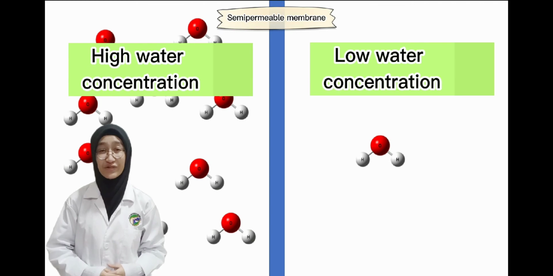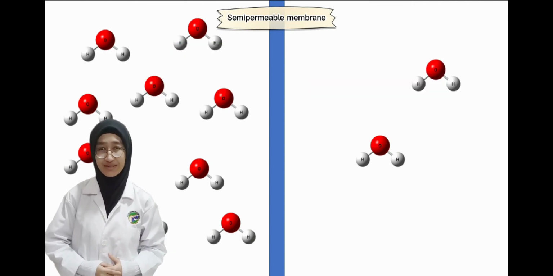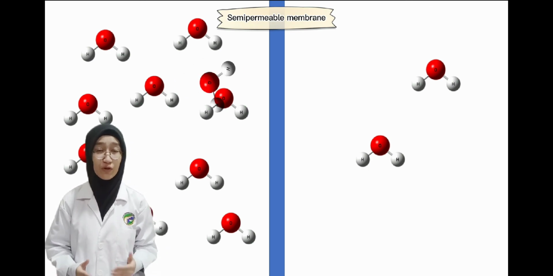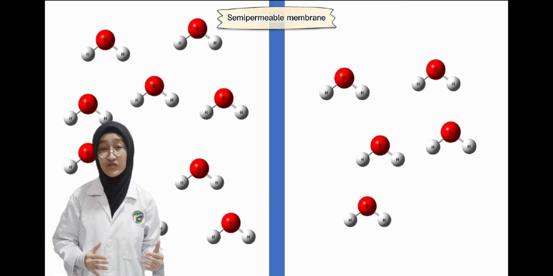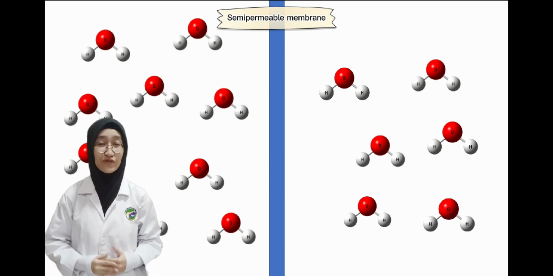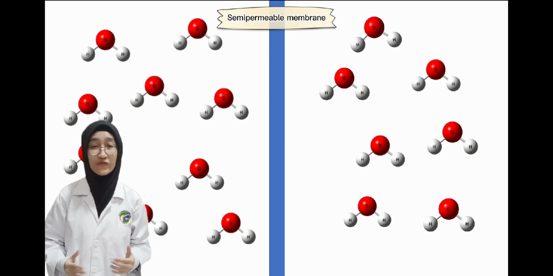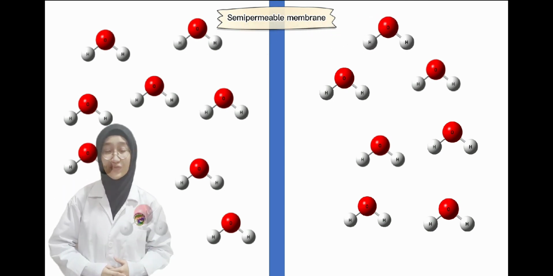In conclusion, we could see the same pattern in each of the experiments we had done. Solvents such as water molecules move through a semi-permeable membrane into a solution of higher solute concentration, which tends to equalize the concentration of solute on both sides of the membrane. This process is called osmosis.